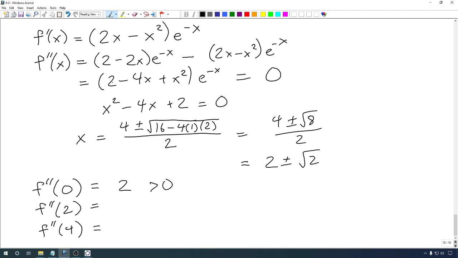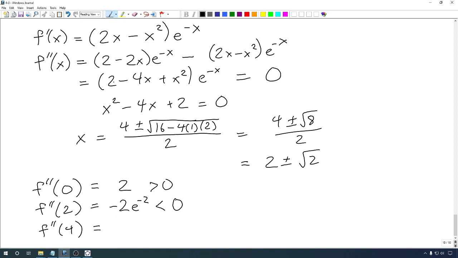If I plug 2 in there, we get 2 minus 8 plus 4. That turns into a negative 2. Then we have e to the negative 2. But the e to the negative 2 is not going to change the sign. It's the negative 2 in front that tells us that we have a negative there.